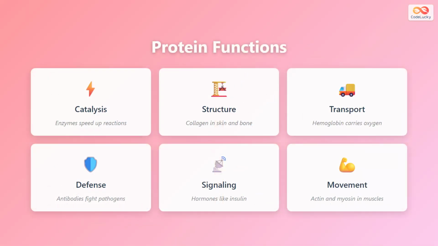Proteins serve an incredible variety of functions in living systems. First, they act as catalysts in the form of enzymes, which speed up chemical reactions that would otherwise be too slow to sustain life. Second, they provide structure, like collagen, which gives strength to skin and bone. Third, they transport molecules, such as hemoglobin, which carries oxygen through your bloodstream. Fourth, they defend against disease as antibodies that fight off pathogens. Fifth, they serve as signaling molecules like hormones, with insulin being a prime example. And sixth, they enable movement, with proteins like actin and myosin contracting to make muscles work.